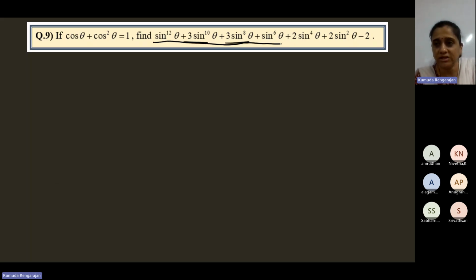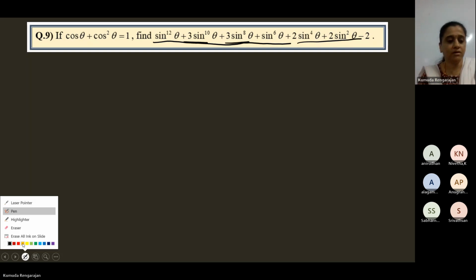So we want to try these 4 terms using the identity a cubed plus 3a squared b plus 3ab squared plus b cubed. And then since these 3 terms have 2 in common, we'll have the first 4 terms together and the last 3 terms together. The first 4 terms we'll deal with using the identity. For the last 3 terms we'll take 2 common and then see what can be done.